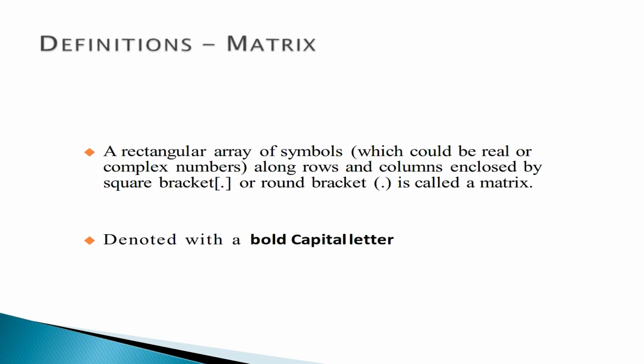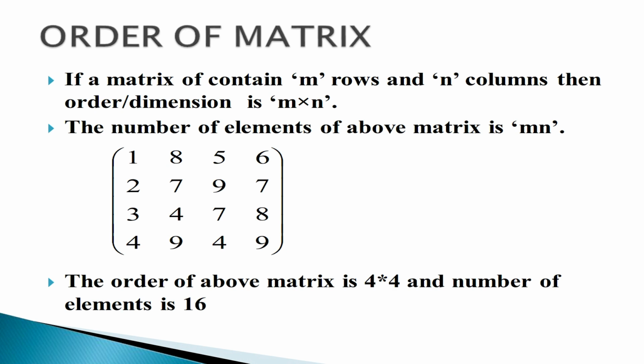Next, what is the definition of a matrix? The rectangular arrangement or array of data along with rows and columns enclosed by square brackets or simple brackets is known as a matrix. Generally, capital bold alphabets are taken as the name of the matrix. Next, what is the order of a matrix? If a matrix contains m rows and n columns, then the order or dimension is m cross n. The number of elements of the above matrix is mn.